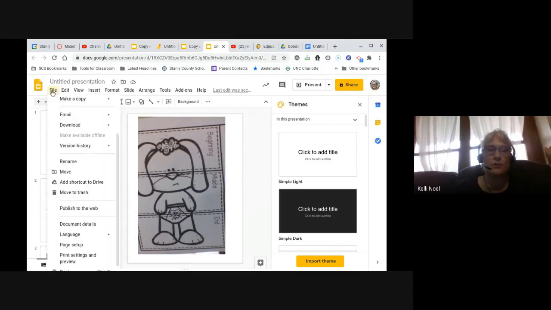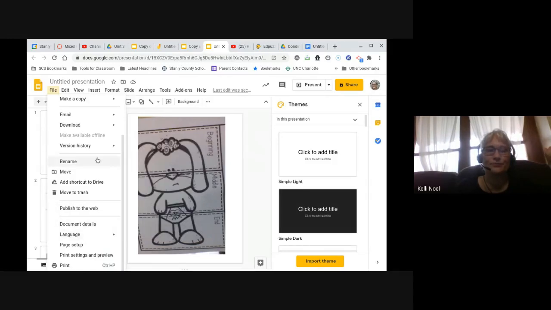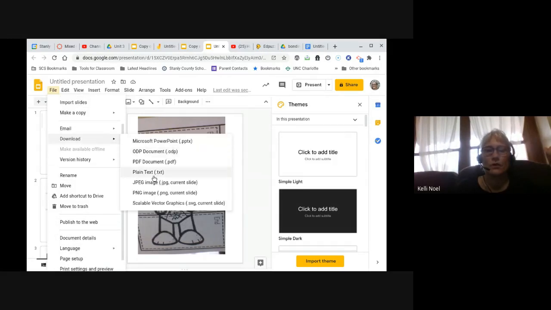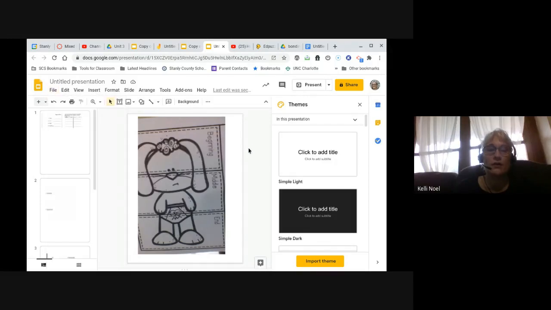And then just remember you go download, JPEG. PNG image might work too, but I just usually do JPEG. Know where it goes, go into Cami, go to the folder, not the Google Drive, and then you can insert it.